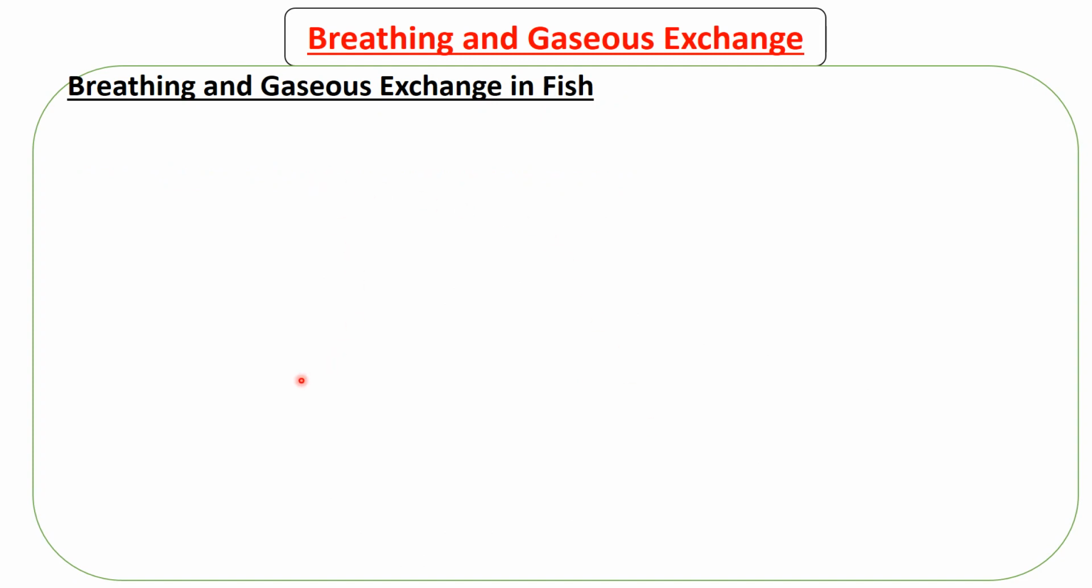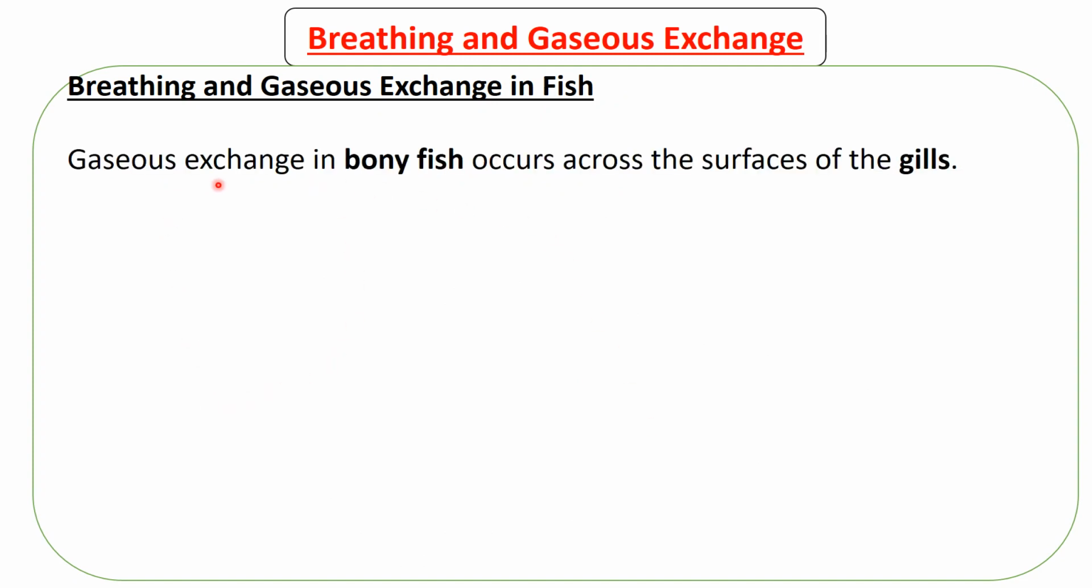Next we go to fish. So gaseous exchange in a bony fish occurs across the surface of the gills. A bony fish, of course, we're talking about fish that have bones.